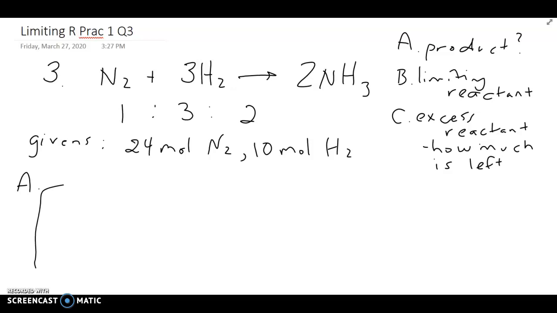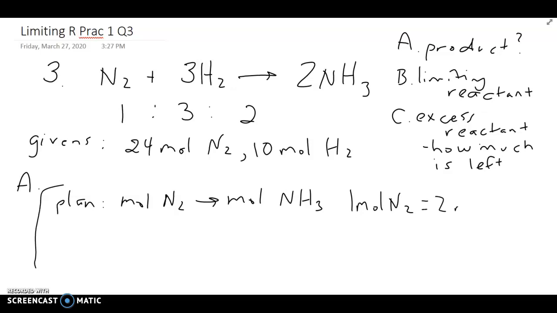Our first one is using the nitrogen, so we have our plan: moles of nitrogen to moles of NH3. And that is going to be 1 mole of nitrogen equals 2 moles of NH3. And that is our conversion. So plan, moles to moles, conversion, 1 mole nitrogen equals 2 moles NH3.